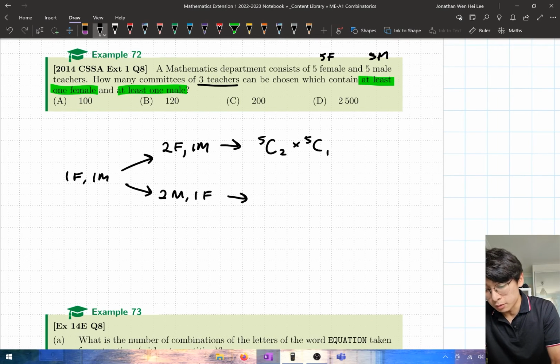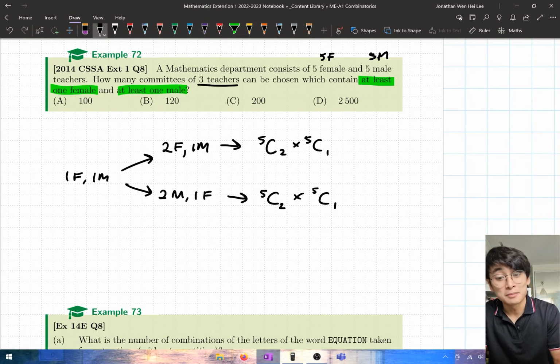Okay, let's have a look at the second case, where we've got 2 males and 1 female. Let's select 2 males. So we've got 5 males, and we're choosing 2 for the 2 males. And then we've also got 1 female, so 5 choose 1. Notice here, because this happens to be symmetrical, there's 5 females and 5 males. They just both happen to be the same. And with those 2 numbers, what do we need to do? Well, we just need to add them up.